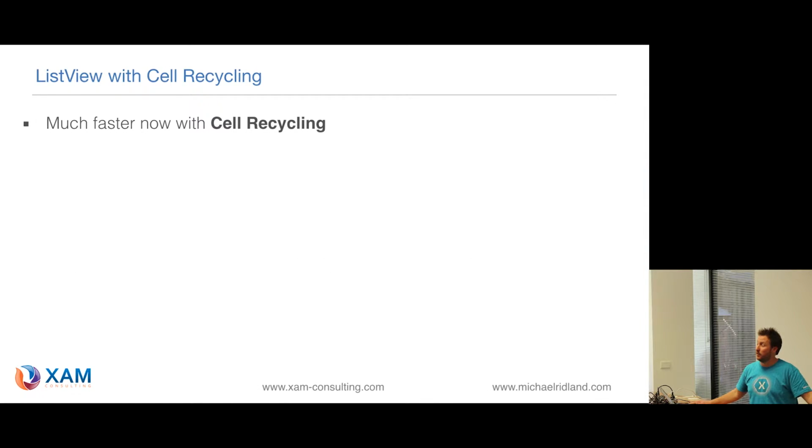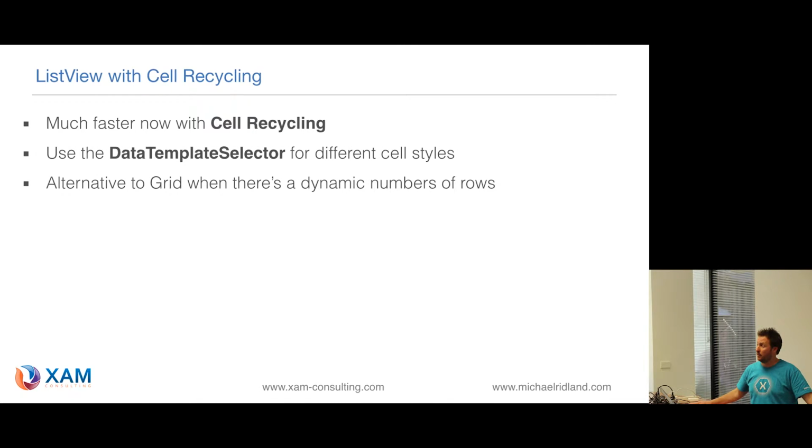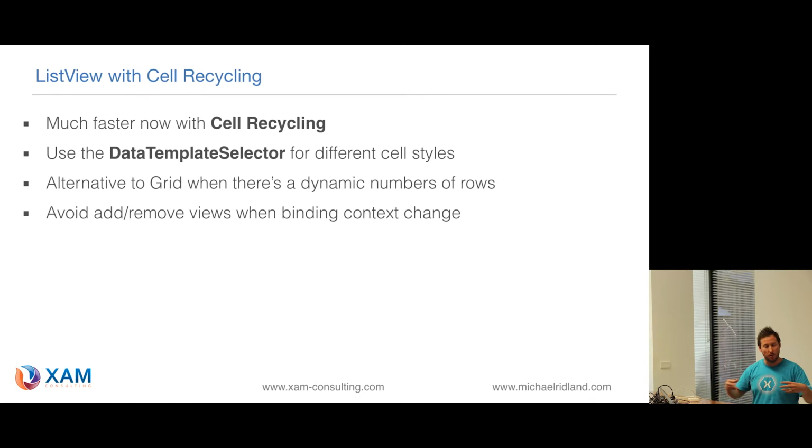And I mentioned before the list view. I showed you a demo of that. The cell recycling really speeds up your views. The data template selector. So use the grid if you're creating a view, and then if you're creating a long list of things, then you use the list view with the cell recycling. And avoid adding and removing when the binding context changes. You don't want to change the layout when the binding context changes. You want to have a static layout and just replace the content inside.